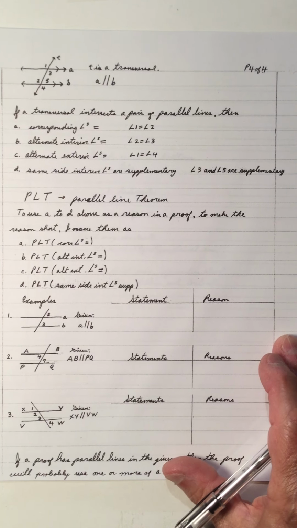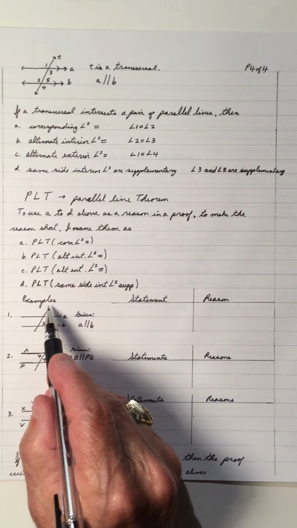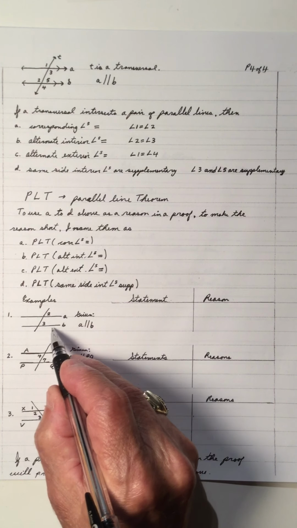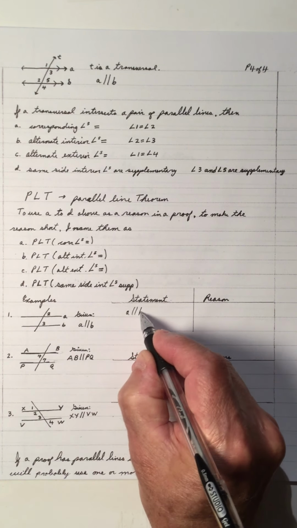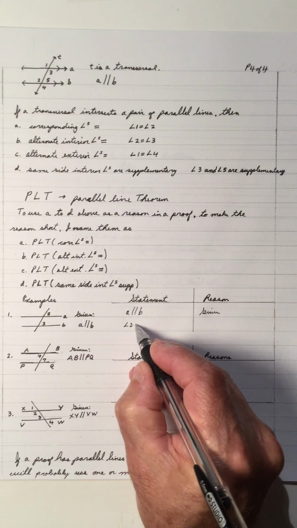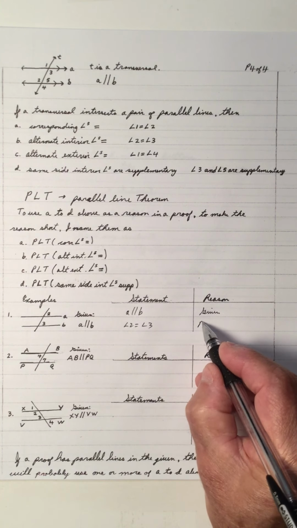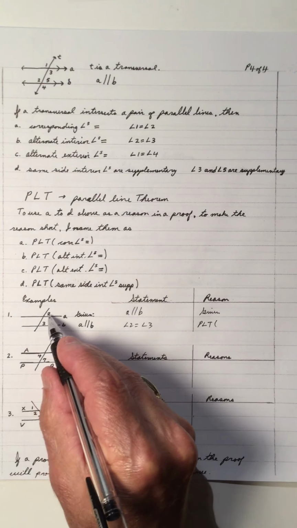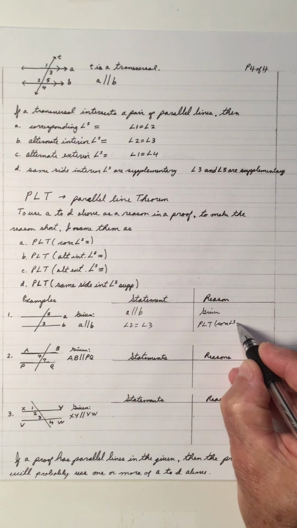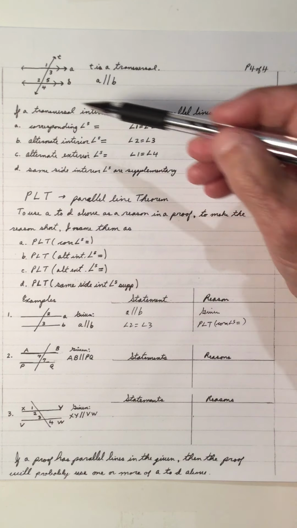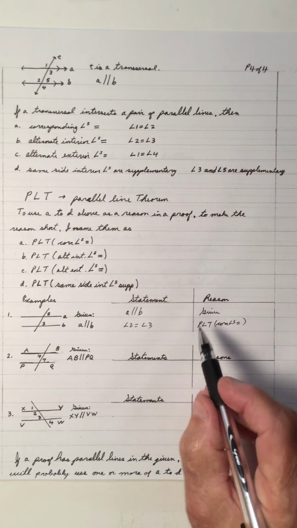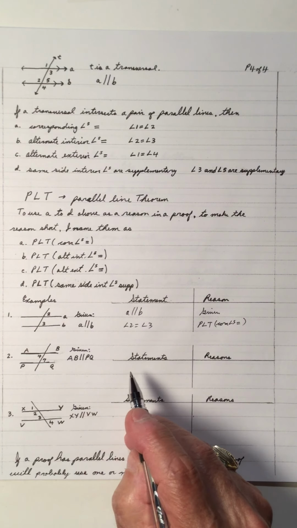So here we go. Let's do some examples. Here, number 1, I'm given that A is parallel to B. So if A is parallel to B, and that's the given, then angle 2 is equal to angle 3. Why? PLT, and they're corresponding angles, corresponding angles equal. So instead of saying if a transversal intersects a pair of parallel lines, then the corresponding angles are equal, I'll just go PLT, corresponding angles equal.